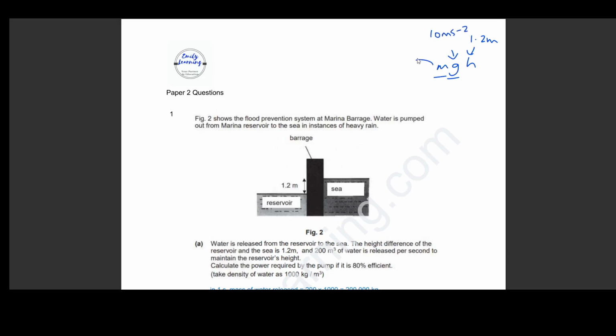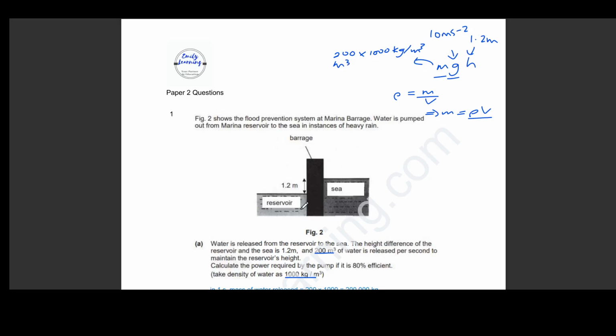And what is m? What's the mass of water that's being lifted? We are given 200 meter cube. 200 meter cube is not mass, it is volume. Here they give us density. So why do they give us density and volume? Because density is equals to mass over volume. So to find mass, we will take density times volume. In other words, to find the mass of water being lifted, we take 200 meter cube times 1000 kg per meter cube.